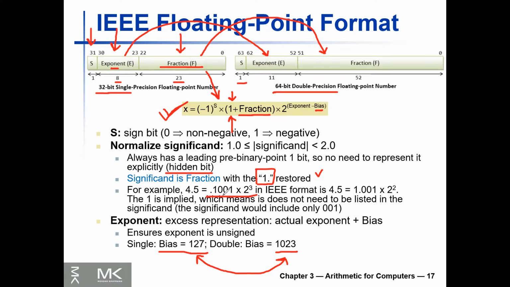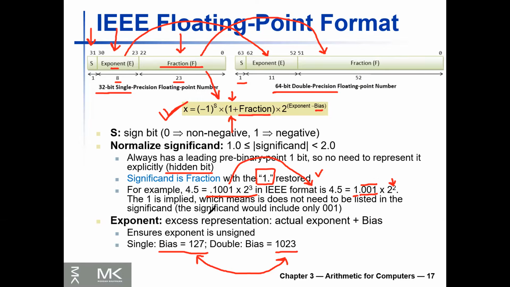But this is not the correct IEEE representation. We have to make it normalized first. In order to normalize it, the decimal point must be placed just after the very first non-zero digit, and it should be 1. Then we will be placing it here. So this is our fraction part, and this 2 is basically the exponent.